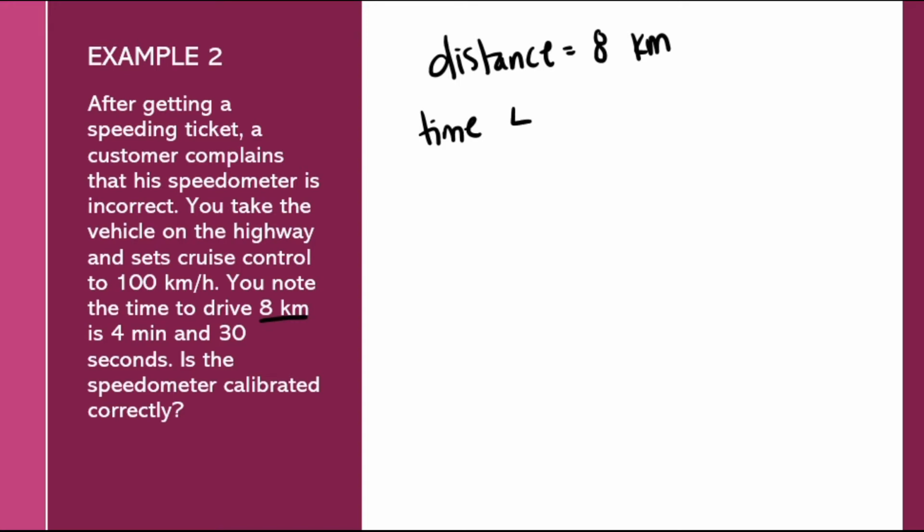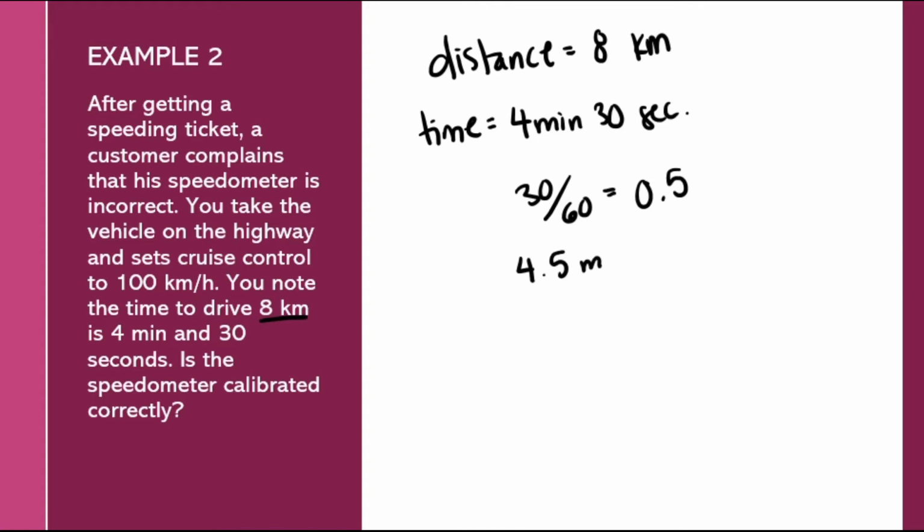Well, we have 4 minutes and 30 seconds. That's not a useful unit, so I want to change that into hours. So I'm first going to take the 30 seconds, 30 divided by 60 seconds in a minute equals 0.5. So I've converted my time to 4.5 minutes. Now I want to convert it to hours. 4.5 minutes divided by 60 minutes in an hour. To convert the time to hours, 0.075 hours. Now I'm ready to find the speed that you are actually driving at.